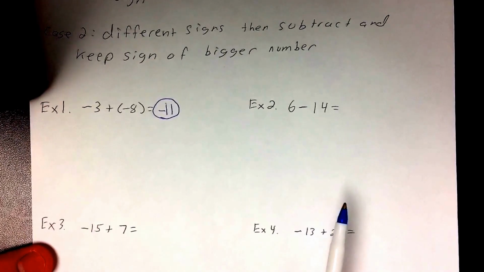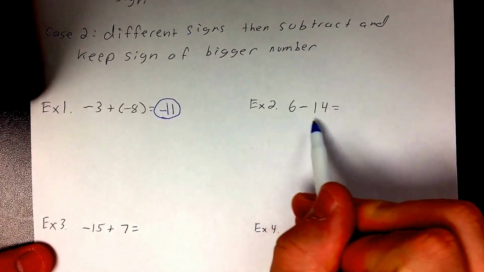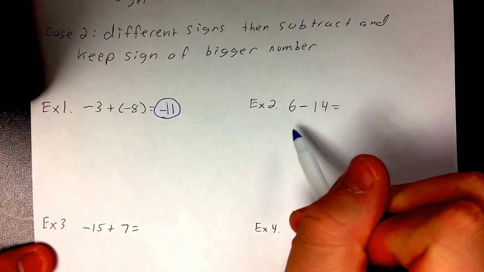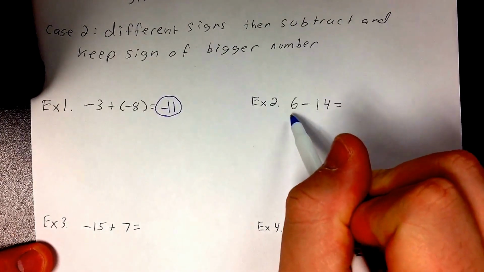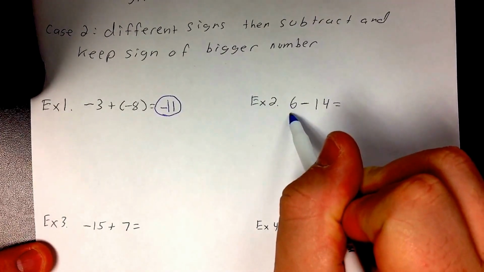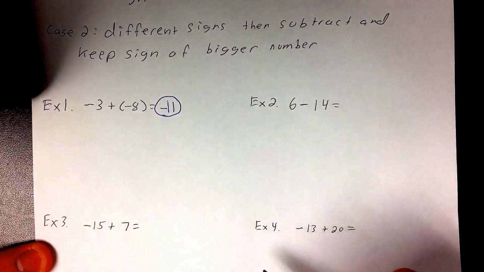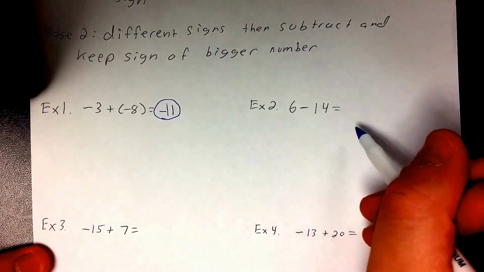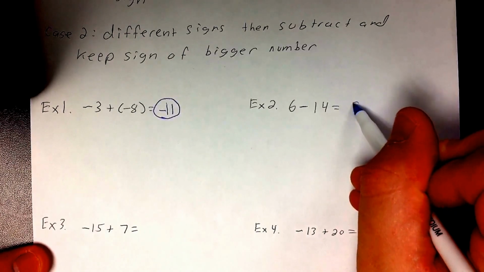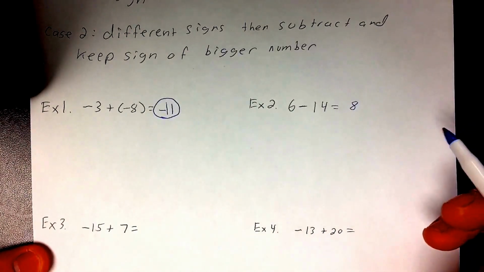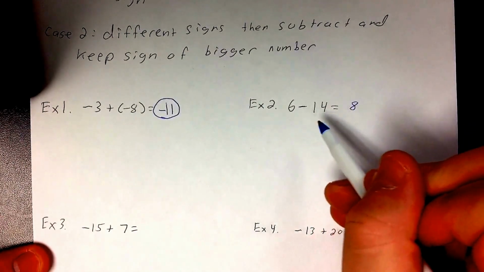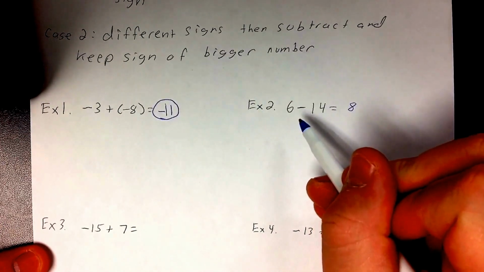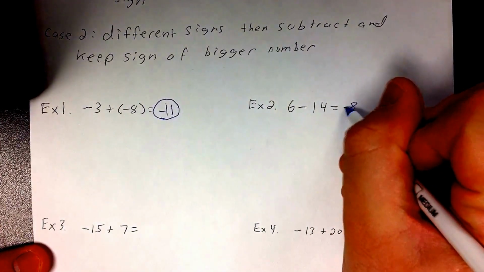Number 2, 6 minus 14. Again, I go by the sign in front of the number. So I could think of combining this as 6 and -14. So my signs are different, so I subtract. 14 minus 6 is 8. And then I keep the sign of the bigger number. Well, 14 is bigger than 6. And the 14 is negative, so it's going to be -8.